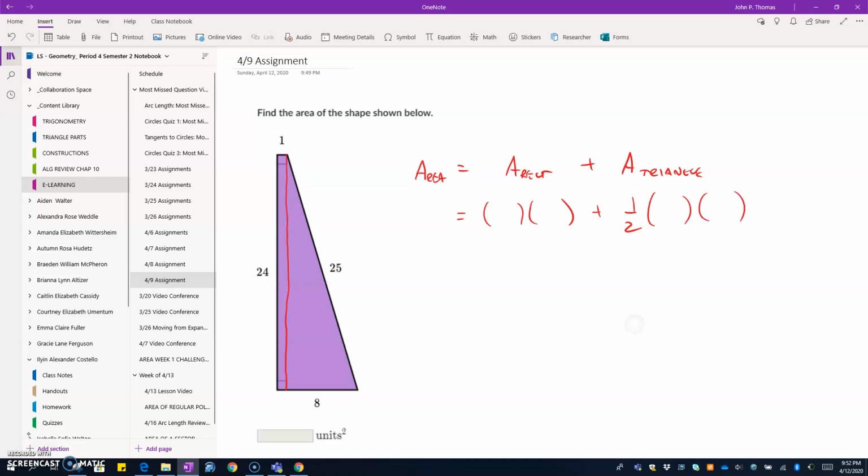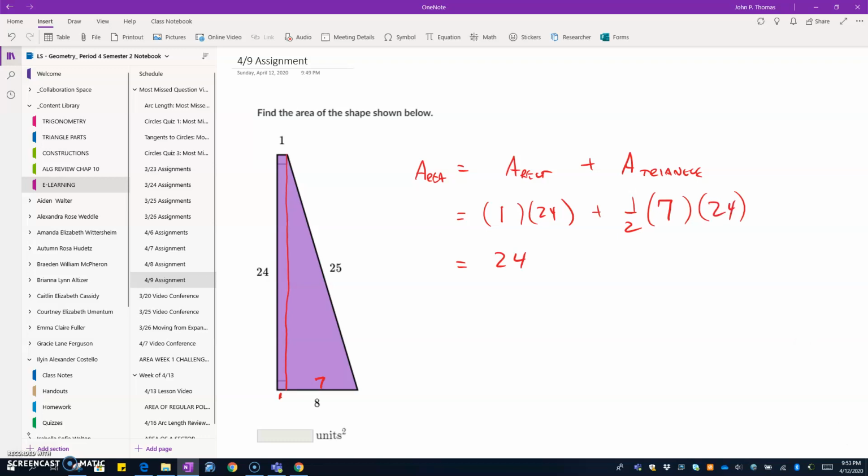So on the rectangle we have a width of 1 and a height of 24. Alright, so that area is going to be 24. For the triangle, the whole base was 8, but one of it is used right down here at the end, so that really means we have a base of 7. Right, which would be where the most common mistake would be on this one. And the height on this is 24.